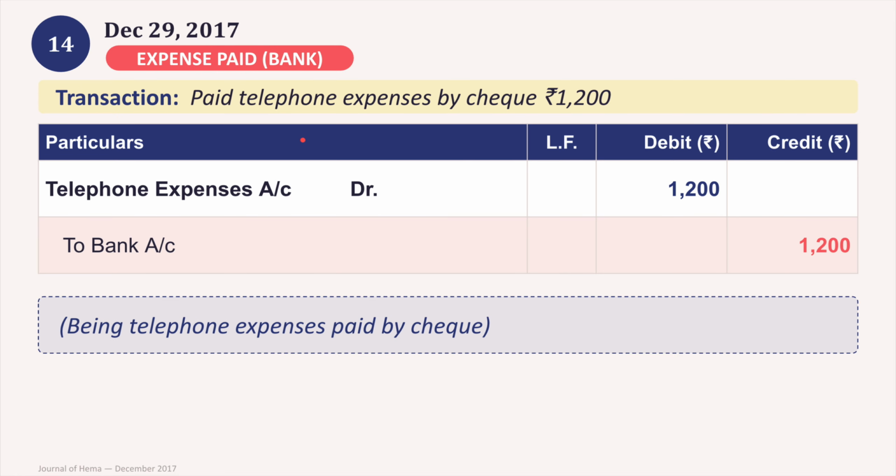Next, paid telephone expenses by check 1,200. So telephone expense is an expense. So all the expenses have to be debited. Telephone expenses account debtor to bank account will be your journal entry. So you have to write the respective amount. So you can write the narration.